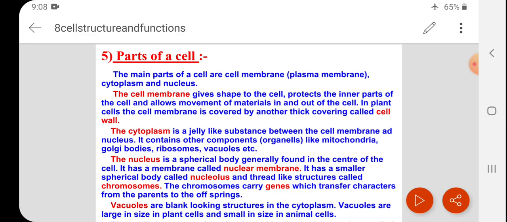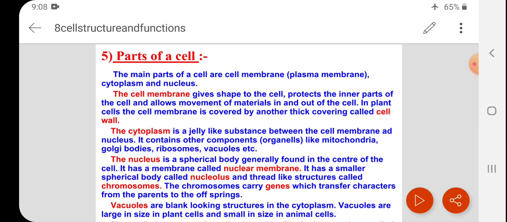In a plant cell, the cell membrane is covered by another thick covering called the cell wall. Because plants are eaten by herbivores, just to protect their internal organs, the plant cell further has an outermost protective cover called the cell wall. Cytoplasm is a jelly-like substance between the cell membrane and the nucleus. It contains other components like organelles. Examples are mitochondria, Golgi body, ribosomes and vacuoles.